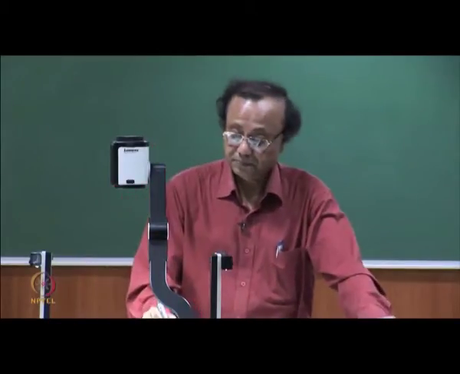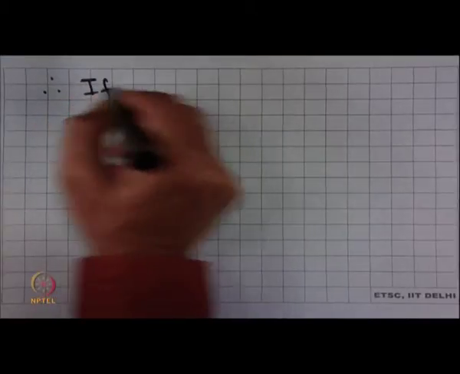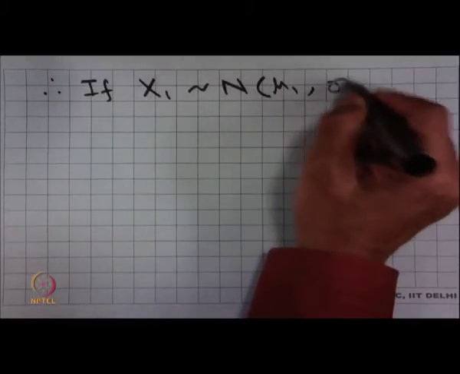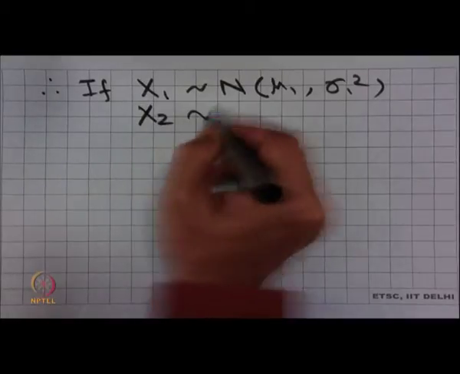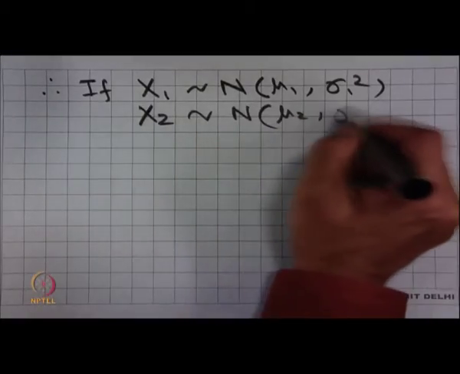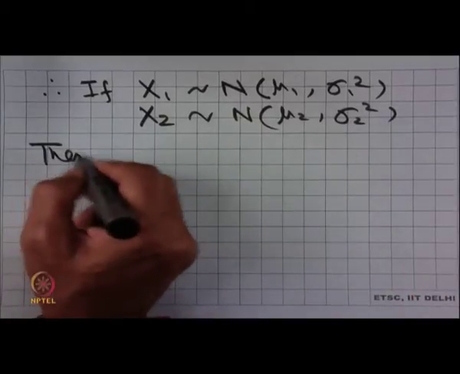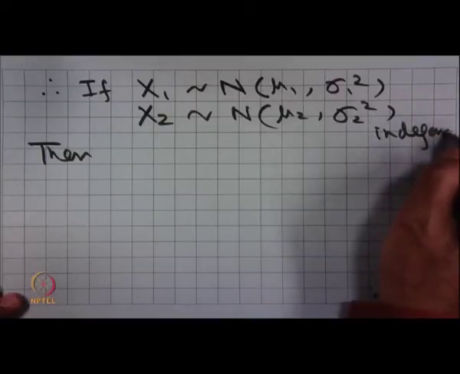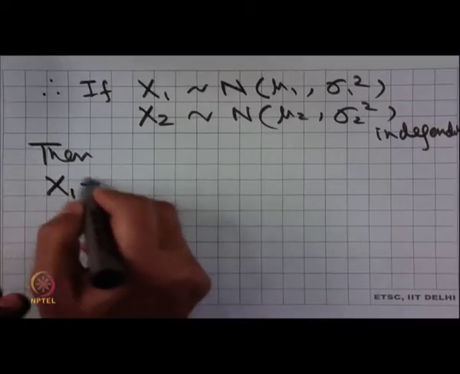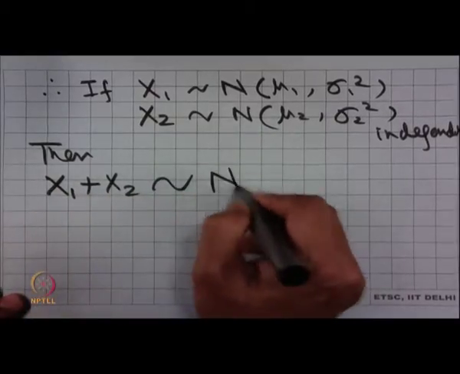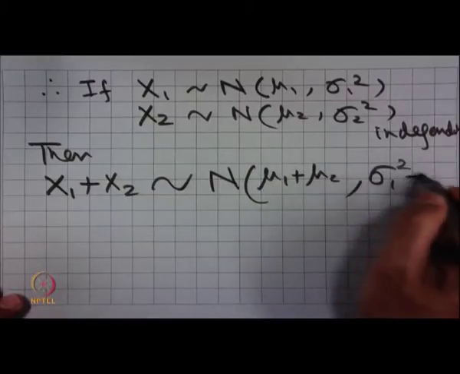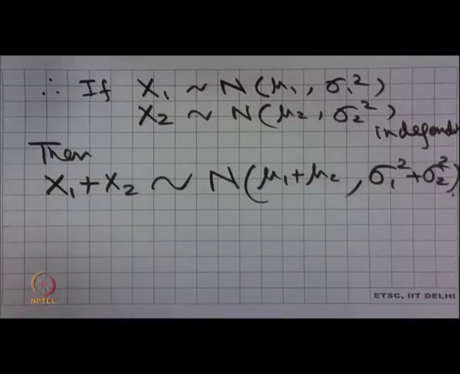Therefore, it says that if x 1 is normal with some arbitrary mean and arbitrary variance, and x 2 is normal with some other arbitrary mean and arbitrary variance, then if x 1 and x 2 are independent, x 1 plus x 2 is distributed as normal with mu 1 plus mu 2 and variance sigma 1 square plus sigma 2 square. I have proved it for 2. We can use induction.